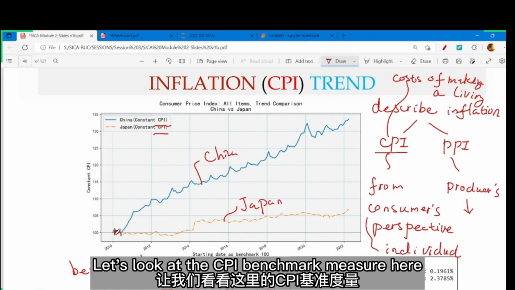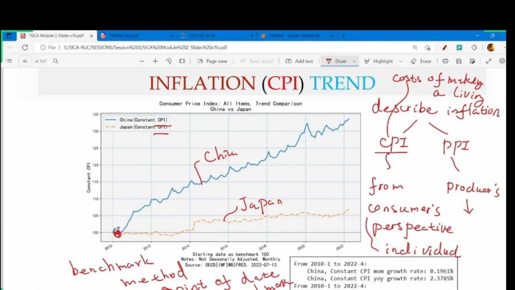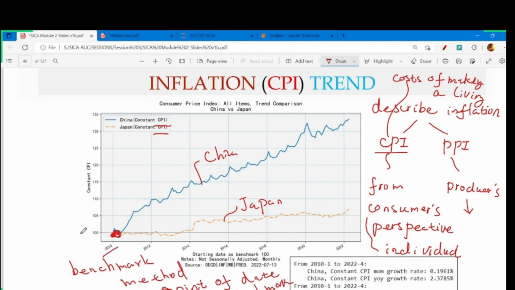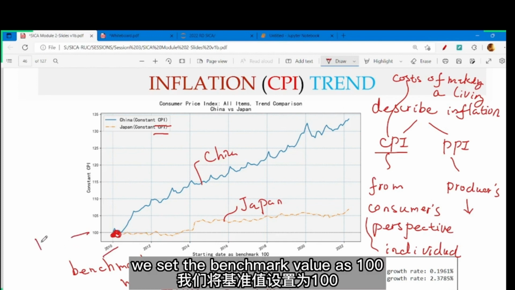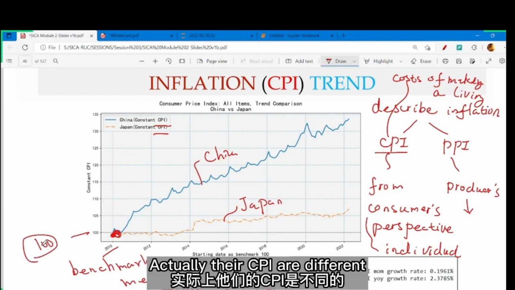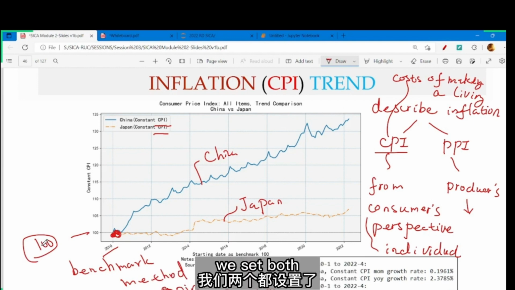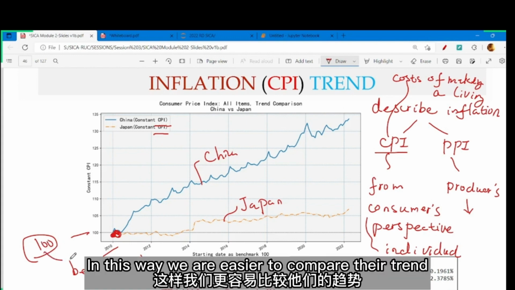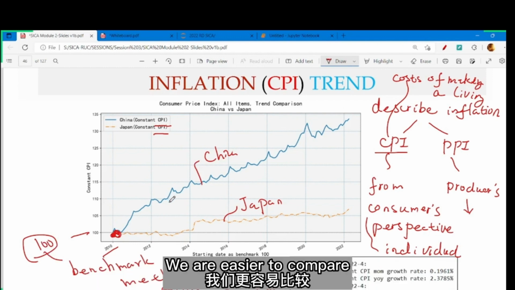Let's look at the CPI benchmark measure here. In this graph, we set the benchmark date as 2010. We set the benchmark value as 100, both for China and Japan. Actually, their CPIs are different. However, in order to compare, we set both countries' CPI starting point as 100. In this way, it is easier to compare their trend.